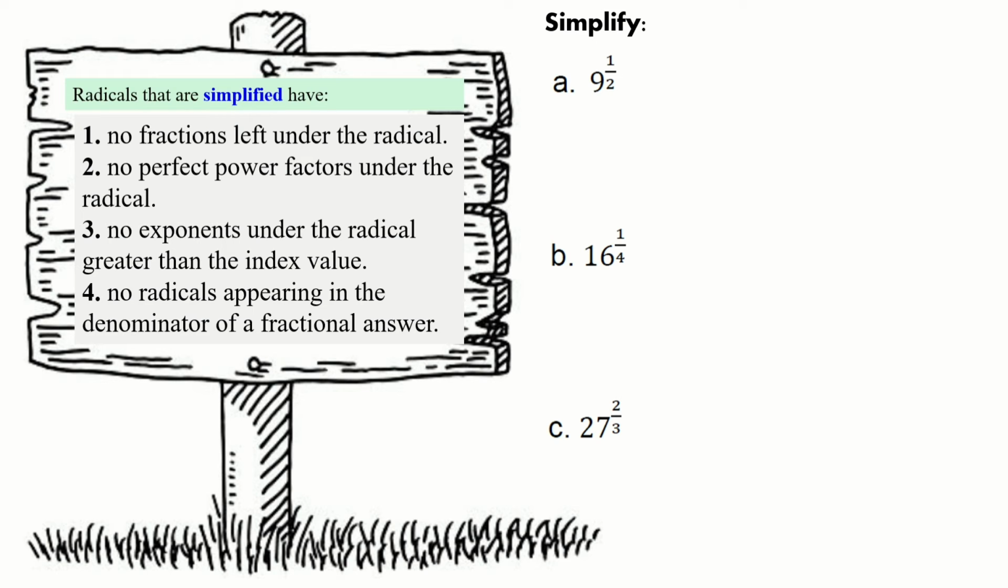So if we're going to simplify 9 raised to 1 half, we can express this in radical form. So 9 raised to 1 half is the same as square root of 9. We know that square root of 9 is equal to 3. The same with letter B.